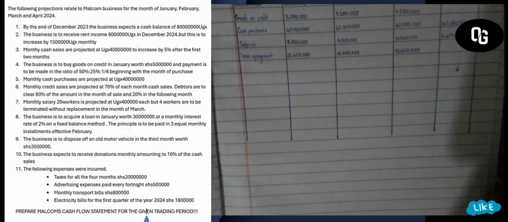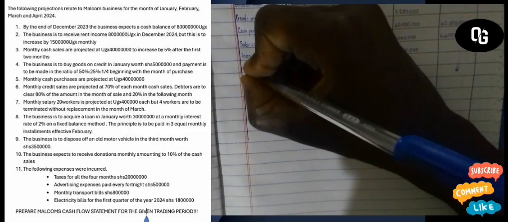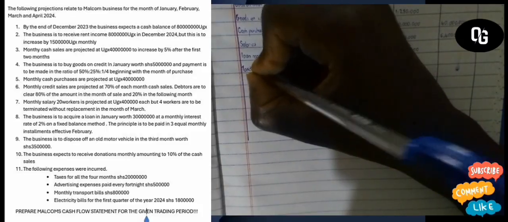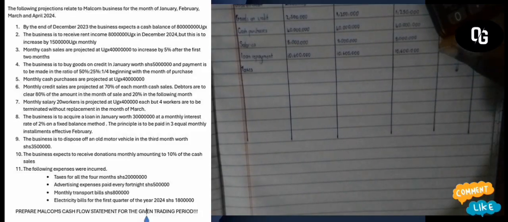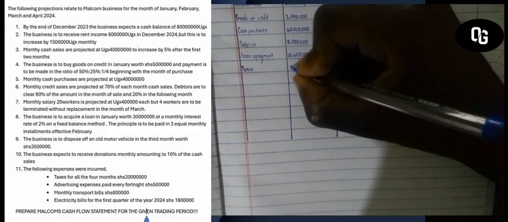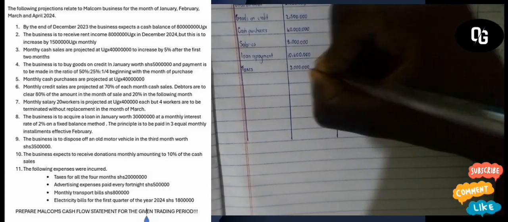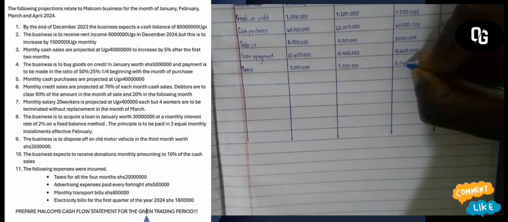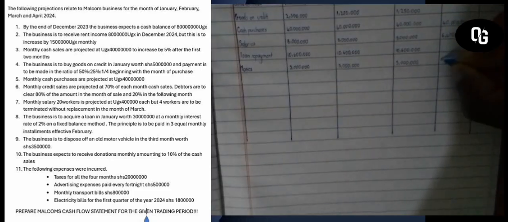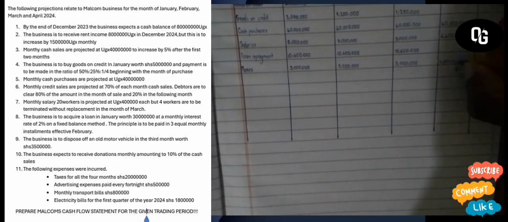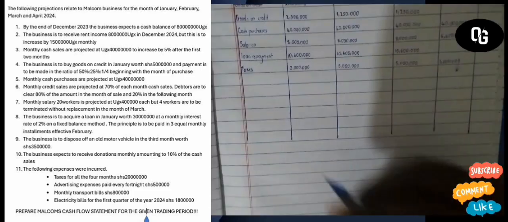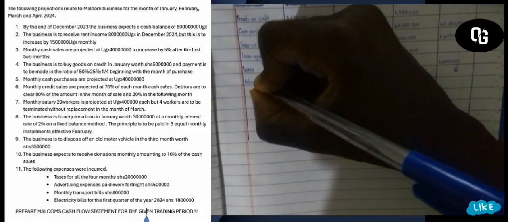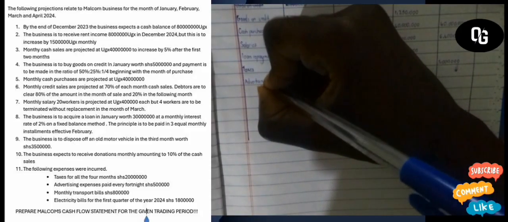So this is the fixed installment method for loan repayment. I will teach it in the next coming video. So the next cash outflow is taxes. So if you read closely from the question, it says the following expenses were incurred. Taxes for all the 4 months, 20 million shillings. So all the 4 months we paid 20 million. So we divide 20 million evenly in 4.